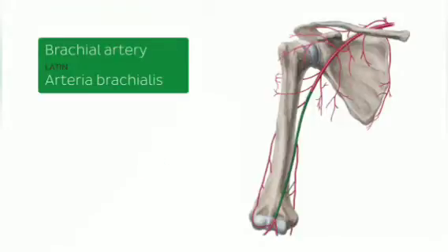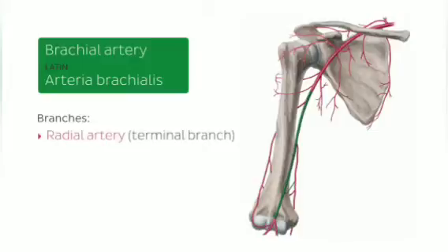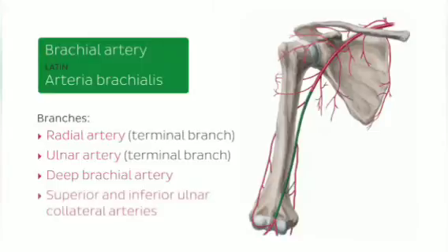The brachial artery also gives off several branches that are important for the blood supply of the upper arm. These include the radial artery, the ulnar artery, the deep brachial, and the superior and inferior ulnar collateral arteries.